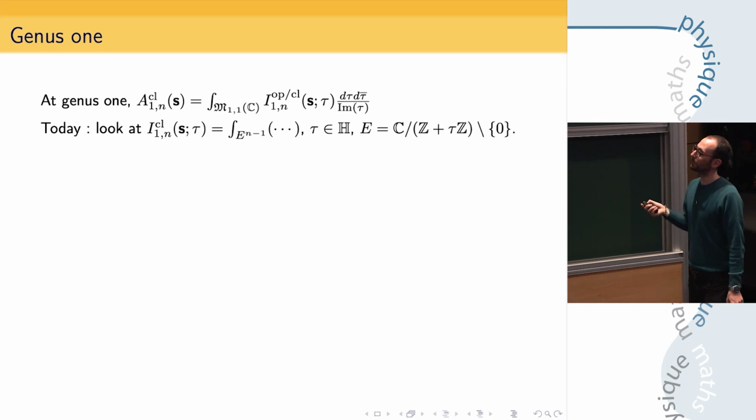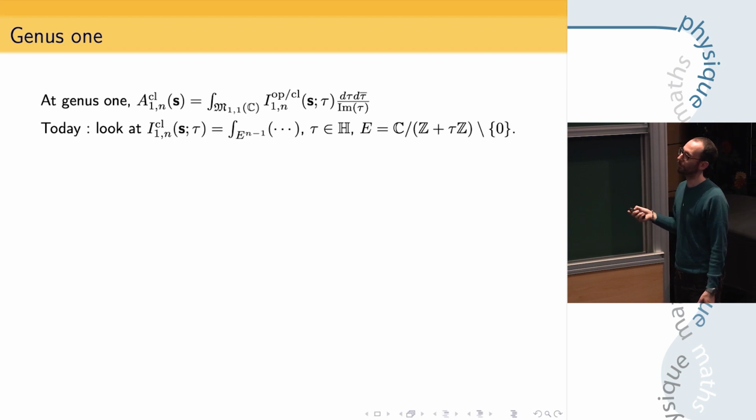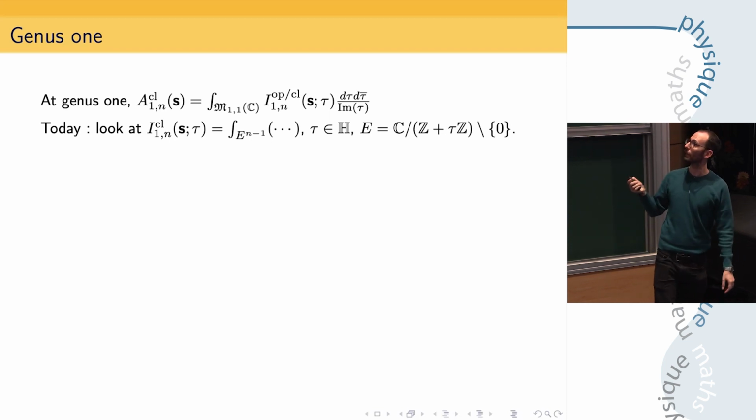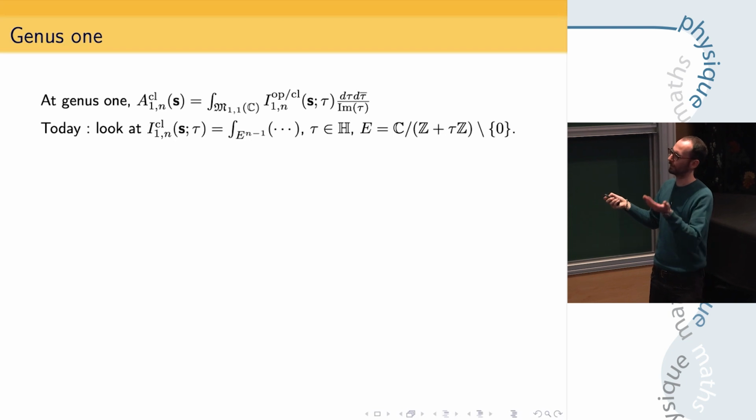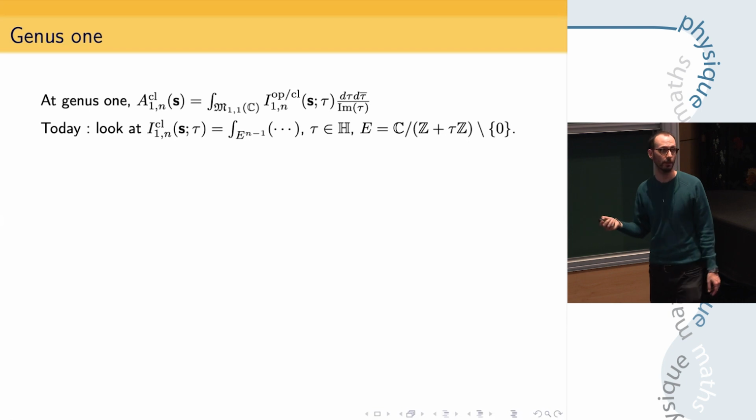But it turns out that you can split this integral into a first integral over configuration space of n-1 points on a fixed complex torus, E, and then a second integral over the complex structure of the torus. So here tau, which is parameterizing the complex structure of the torus, is in the complex upper half plane. E is this complex torus, C over this lattice, minus the origin. So this is a one punctured elliptic curve, because then we're integrating over the moduli space of one punctured elliptic curves.